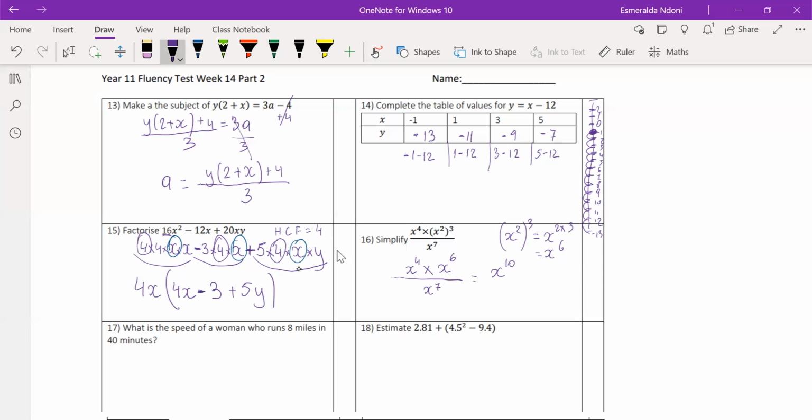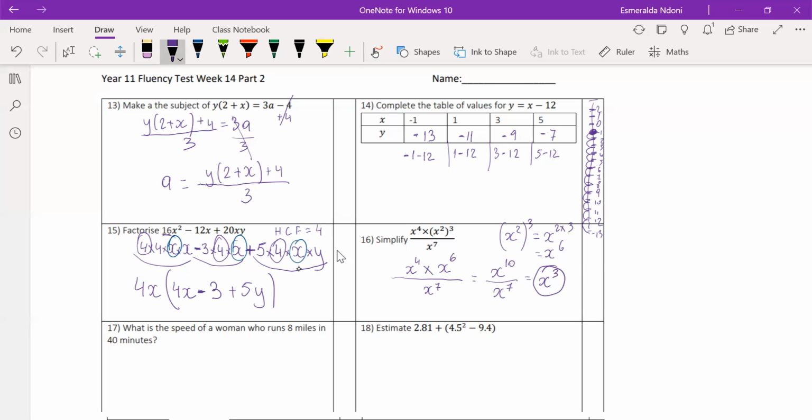4 add 6 is 10 over x to the power of 7. Now when they divide, because the fraction line is division, we subtract the powers. So 10 take away 7 is 3. And that is my final answer.